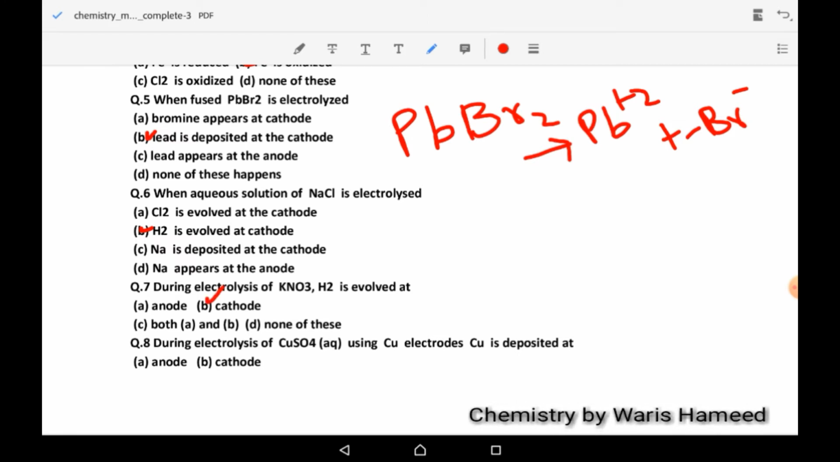8th MCQ, during electrolysis of copper sulfate using copper electrodes, copper is deposited at... When copper sulfate ionizes, it forms copper plus 2 ion and sulfate ion, and the positive ion will move toward cathode. Copper plus 2 ion is positive ion, it will deposit at cathode. So B is the correct answer, cathode.